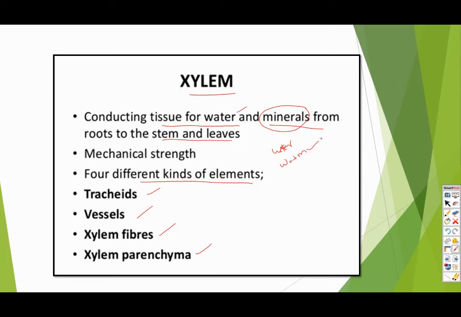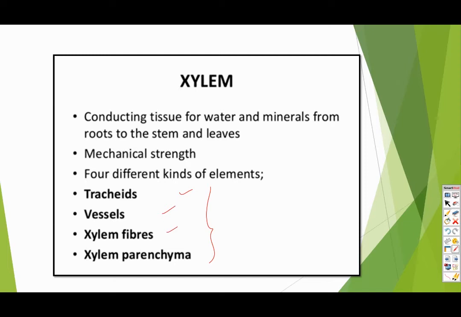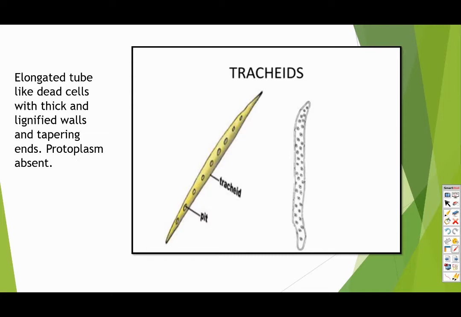Now the first one is tracheids. Children, if you look at the diagram, it is very elongated. Not only that, they are all dead cells. Of course, they have thick, lignified walls and tapering ends. This is the tapering end. Usually the protoplasm is absent. If the cell is dead, usually the protoplasm will not be there, and they have numerous pits present.